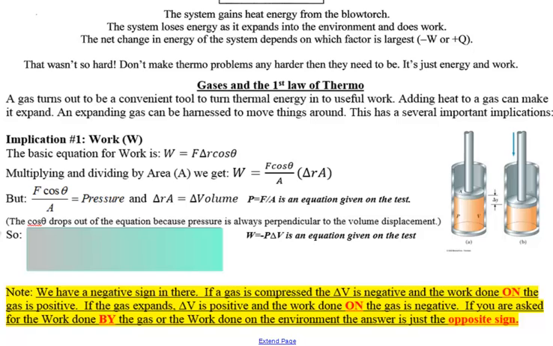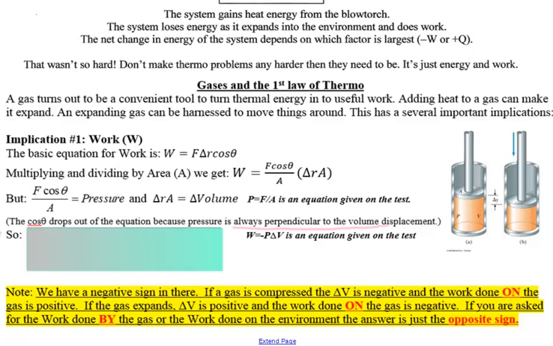So work, right? The basic equation for work is F delta R cosine theta. We're not going to be dealing with forces at different angles. We're going to be dealing with gases, and gases are always acting perpendicular to our containers, so we're not going to have to worry about that cosine theta. It says multiply and divide by area, which you're allowed to do, right? We can multiply everything by area and divide everything by area.